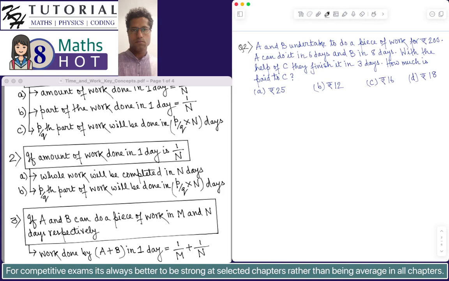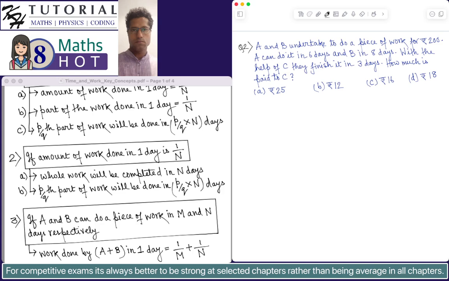A and B undertake to do a piece of work for rupees 200. This means that A and B will complete the work, and they will in total get rupees 200, which will be divided between A and B. Now A can do it in 6 days and B in 8 days. That is, A alone can do the piece of work in 6 days, and B alone can do it in 8 days. With the help of C, they finish it in 3 days. That is, when A, B and C are all working together, they can finish the work in 3 days. How much is paid to C?